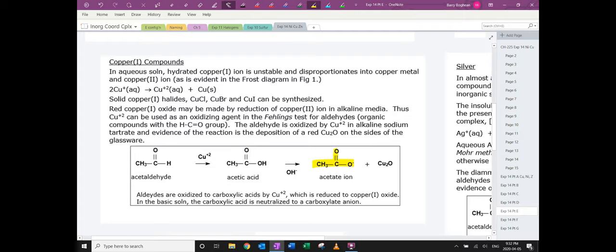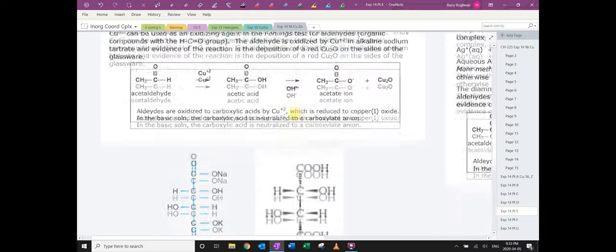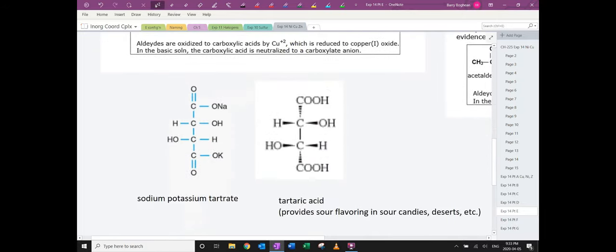Now, in order to do this in basic solution, there's a bit of a problem. Copper 2 precipitates in basic solution. We'd like to have copper 2 ion in solution. So what's used is a mild base called tartrate. So this is sodium-potassium tartrate. And tartrate is the conjugate base of tartaric acid.